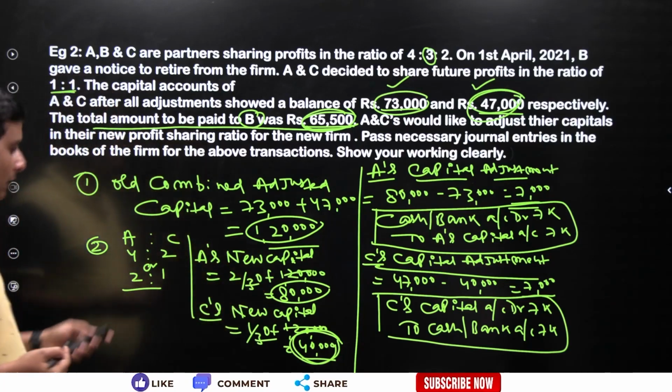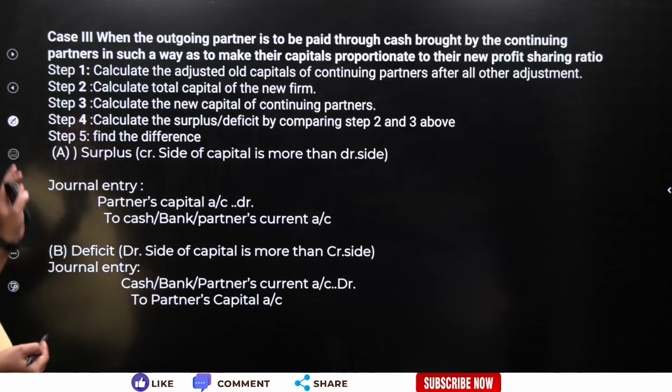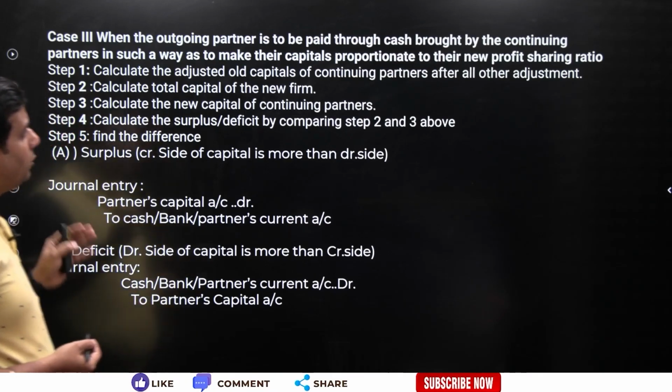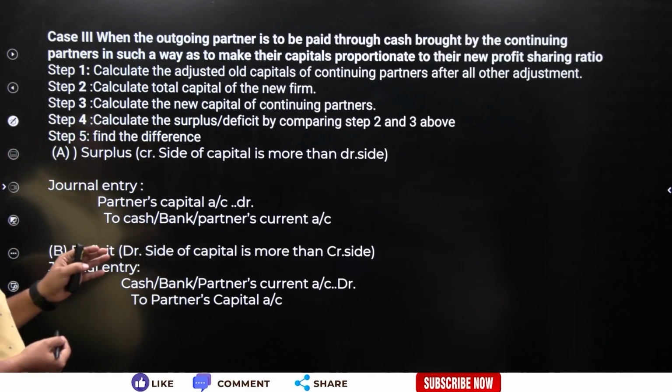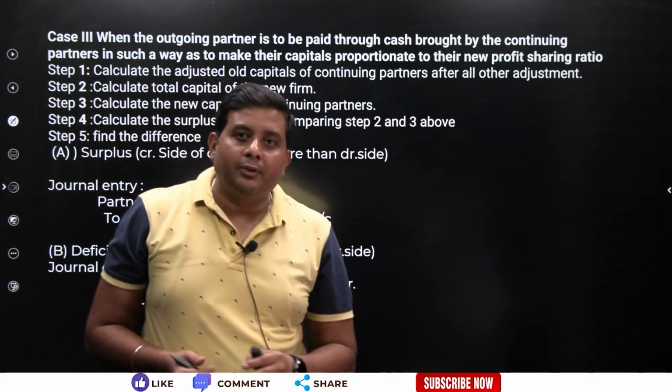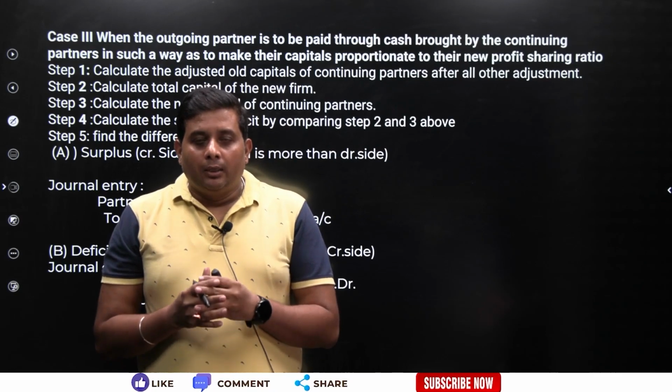Now moving to the last concept. So this is the third concept. When the outgoing partner is to be paid through cash brought in by the continuing partners in such a way as to make their capital proportionate to their new profit sharing ratio. Now what does it mean?